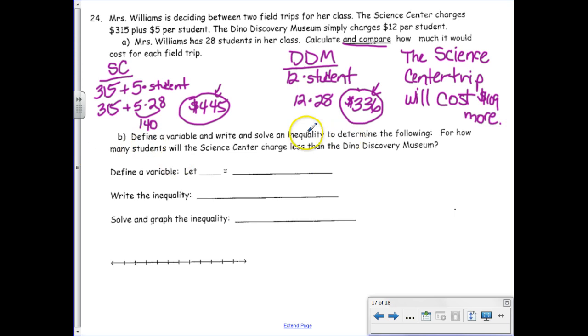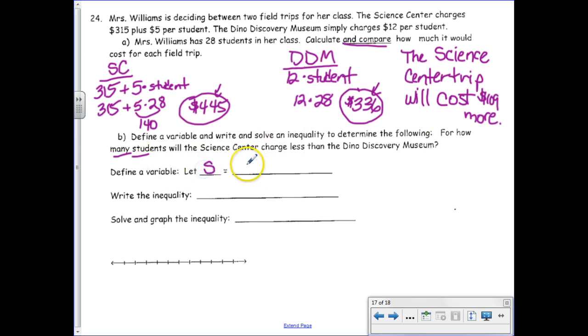Okay, define a variable and write and solve an inequality to determine the following. For how many students will the Science Center charge less than the Dino Discovery Museum? Okay, so hang on. Now it says how many students. So we're not talking 28. You got to get the 28 out of your head now. I want to find the break point because maybe Mrs. Williams wants to bring another class along. I don't know. But we're trying to find how many students.